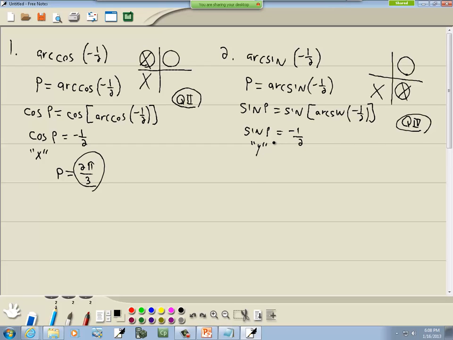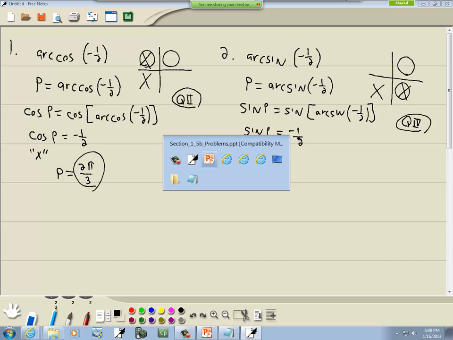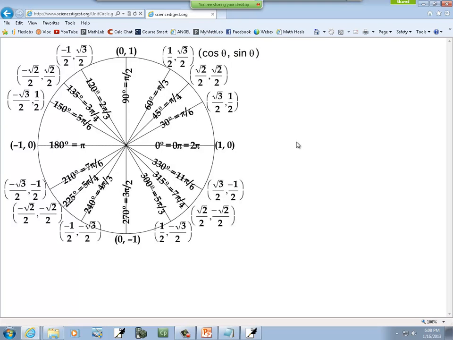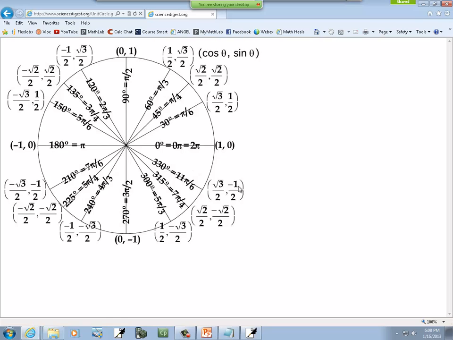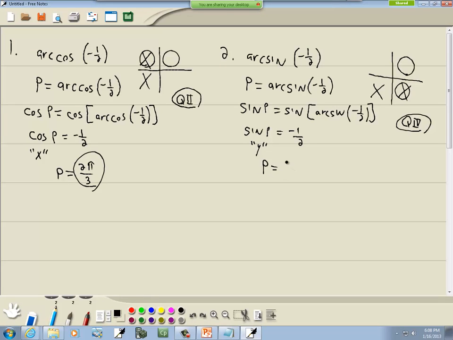Okay, so we're going to go look on our unit circle, and we're trying to find out where sine, which is our y, is equal to negative 1/2. Well, we're in quadrant 4. Sine is our y part of our point, which is right here, and it's equal to negative 1/2, so it's 11 pi over 6.